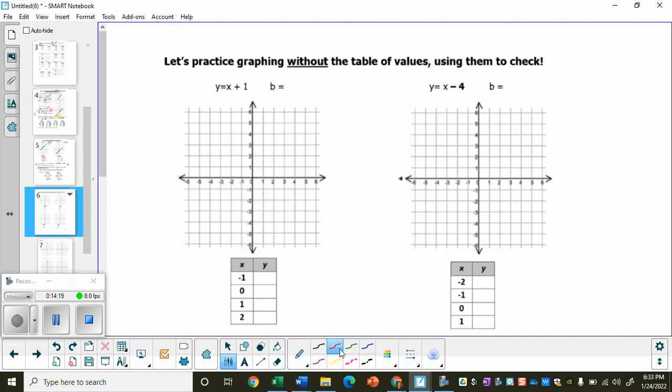So now let's just practice. We're almost done here with this video. We're going to just practice graphing now without plotting points from a table of values. We're only going to use the table of values to check.